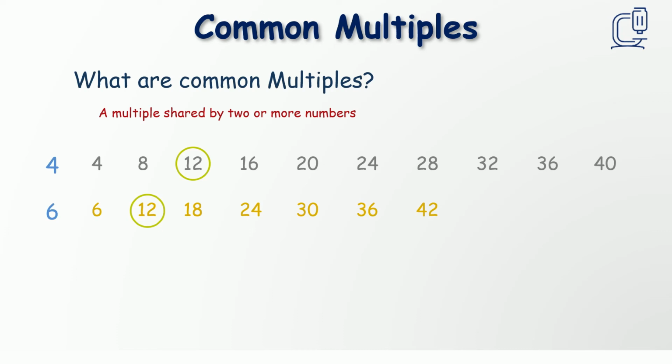Let's go through the list and see what other common multiples we have. 24 is a common multiple of 4 and 6, and so is 36. We can continue to find more common multiples of 4 and 6 if we keep adding multiples to each list, but in this example we only have a few common multiples identified.